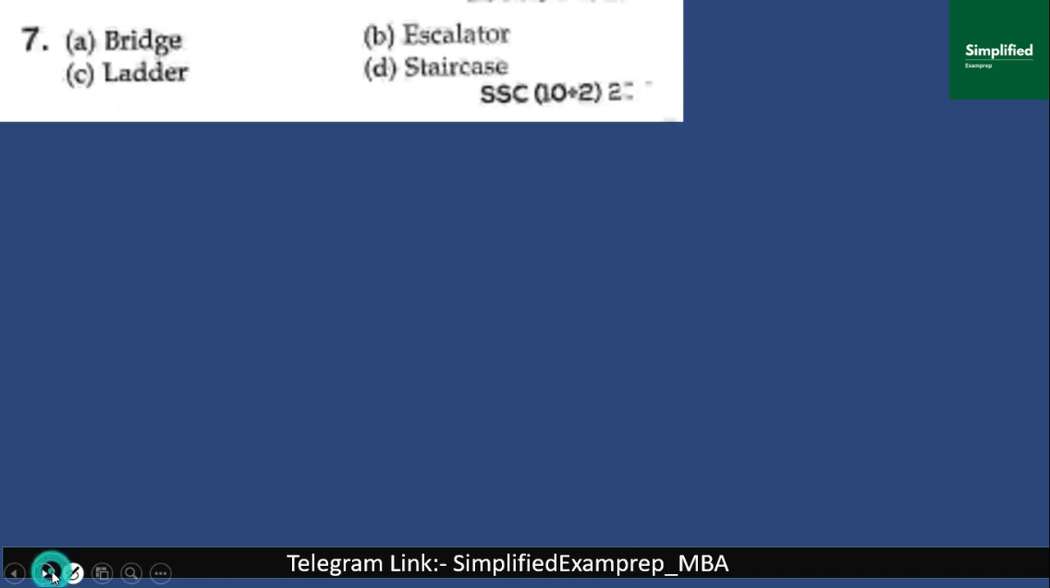Now let's move further. This is a question from SSC 2017, I guess. Now see: bridge, escalator, ladder and staircase. B, C and D come under the same group. We use B, C, D to climb. But we use a bridge to connect. So A is not following the rule followed by that group. So our correct answer is here A, bridge.